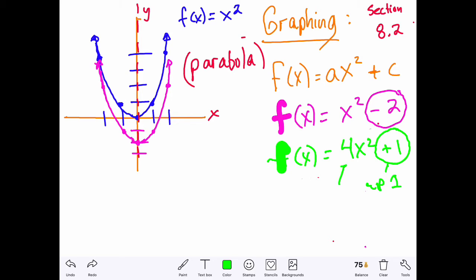But we also have this value here, which remember we said was vertical stretch or shrink. In this case, it's vertical stretch. You got it, because our a value is greater than 1. So it's vertical stretch by a factor of 4 and up 1. Okay, but the process still remains the same. We make the xy table.